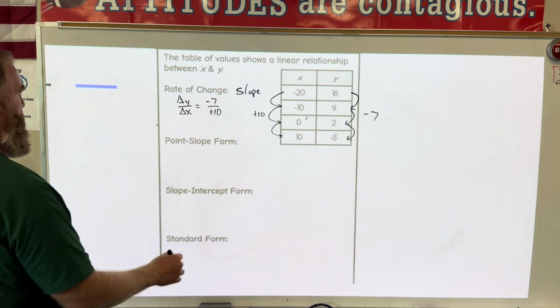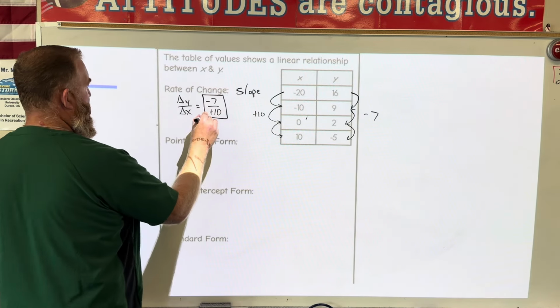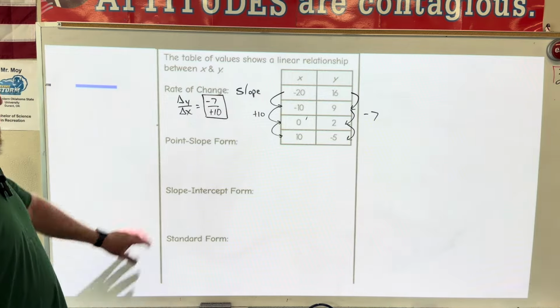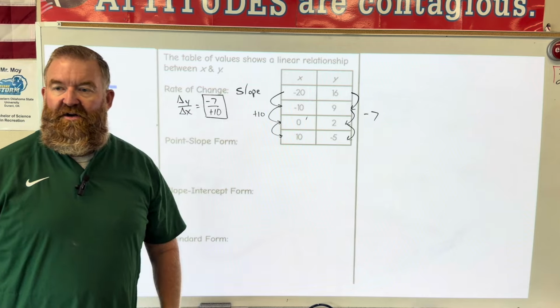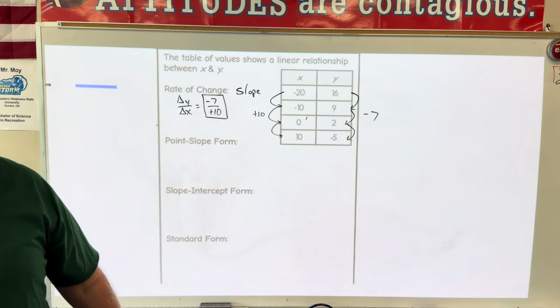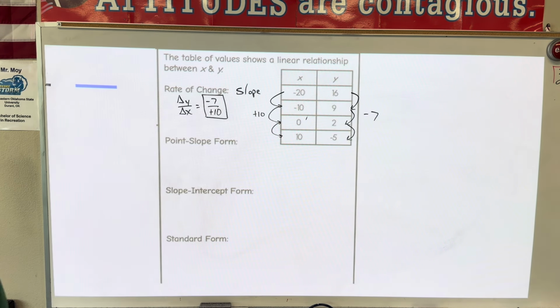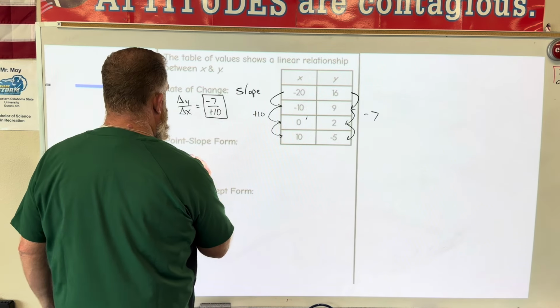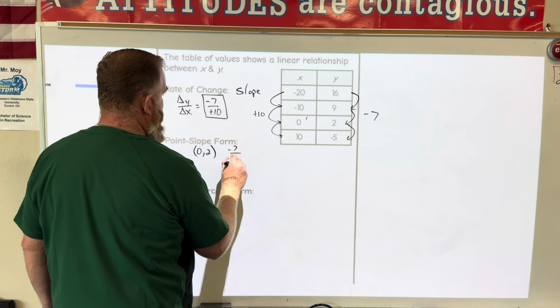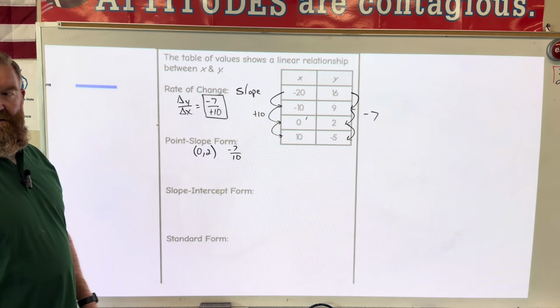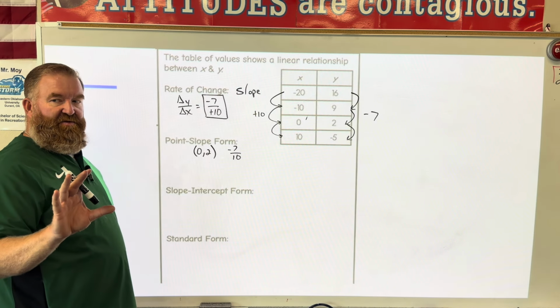Everybody good? Is everybody all right? Okay, point slope form. Let's do it again. Pick one of these. Pick the one you think might look the easiest. Which one looks easiest? 0, 2? That's the one I would choose. So he's going to choose 0 and 2 for my point, and I'm going to use that slope, negative 7 over 10. Everybody good? Now watch how easy this is, please.